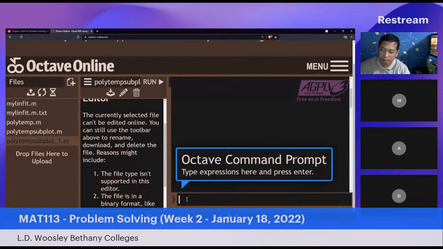Yun po ba, sir, yung x is equal to 2, yun po ba yun? Or yung next page. Opo, x equal to negative 1, 1, 2. Yun lang, i-retype mo lang siya dito sa Octave prompt, command prompt, para masubukan natin kung gagana yung function na mylin fit. Okay, you try to type there.